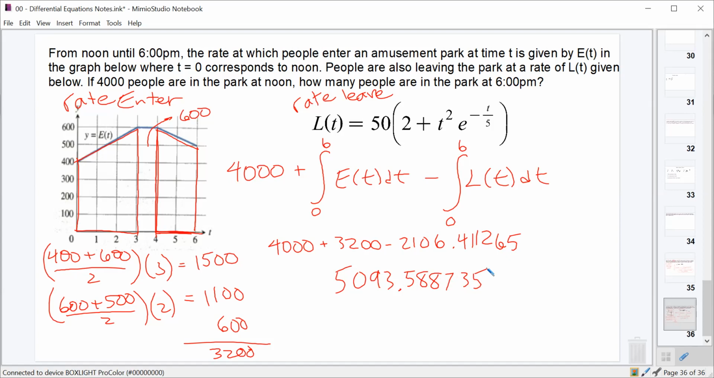And we don't want to leave our answer like that. Actually, the problem doesn't specify, because it asks how many people are in the park, so I'm going to say let's round to the nearest person. So round that to the nearest person. We're going to say 5,094 people.